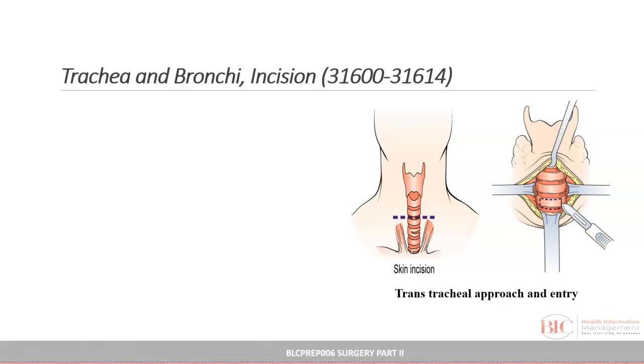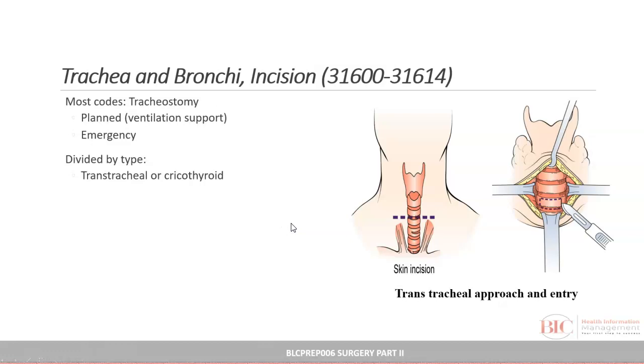Any incisions into the trachea or the bronchi, your range of codes are going to be 31600 to 31614. Most codes, this is where you're going to find your tracheostomies. There's only really two codes, whether it was planned or an emergency trach placed. It is divided by type, was it transtracheal or cricothyroid? And again, your surgical or op report will usually identify whether it's transtracheal or cricothyroid.